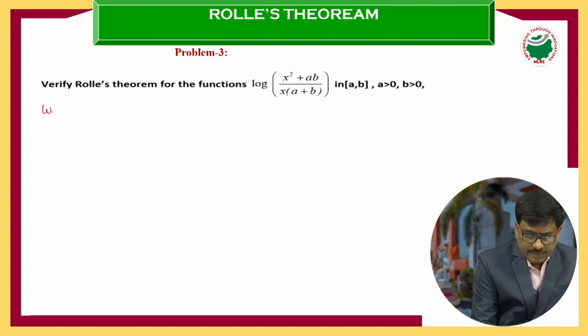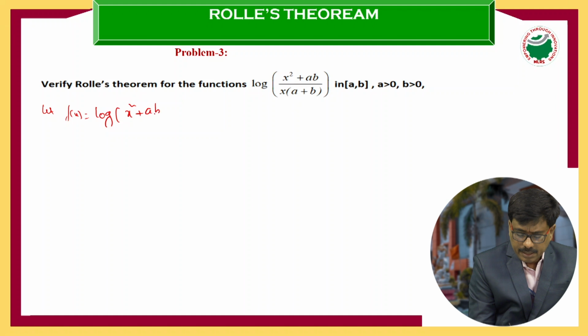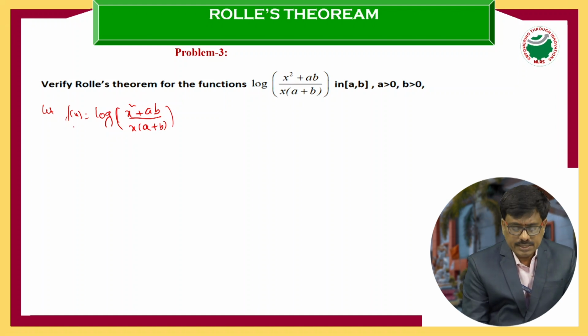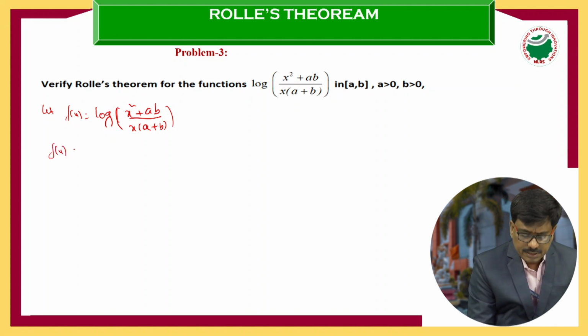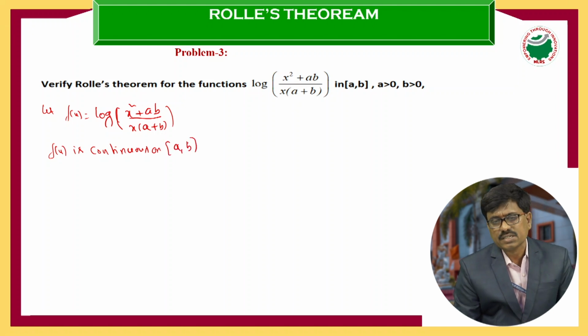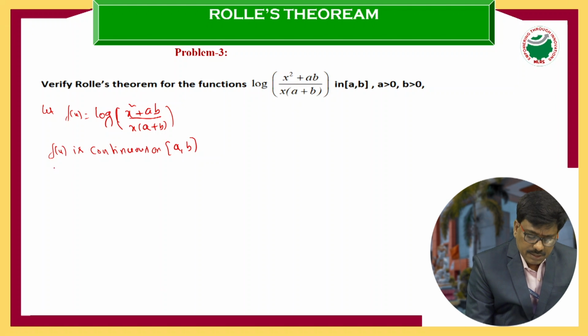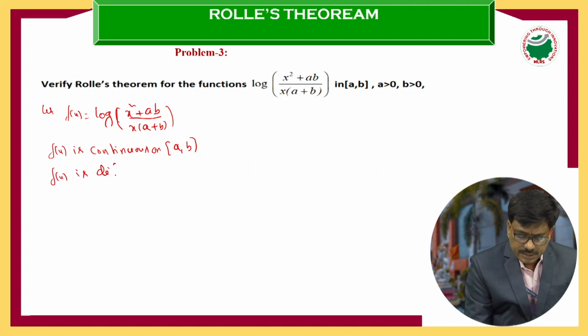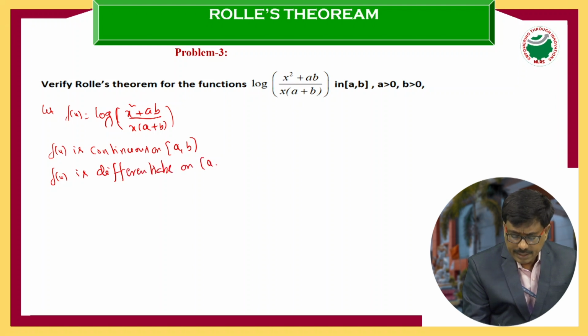Let us take the function. F of x equal to log of x square plus ab whole divided by x into a plus b. This function, instead of writing log of this entire expression, I can use f of x. Therefore, f of x is continuous on the closed interval a comma b, as well as f of x is differentiable on the open interval a comma b.